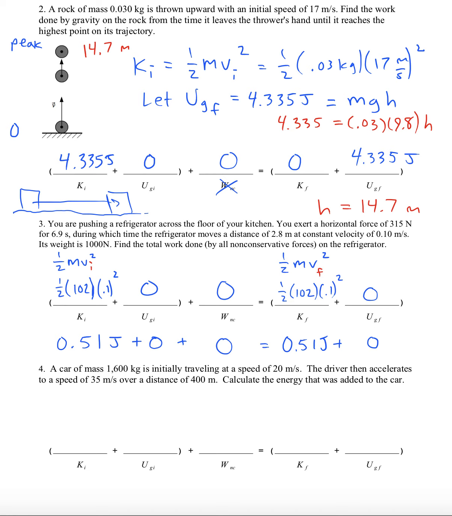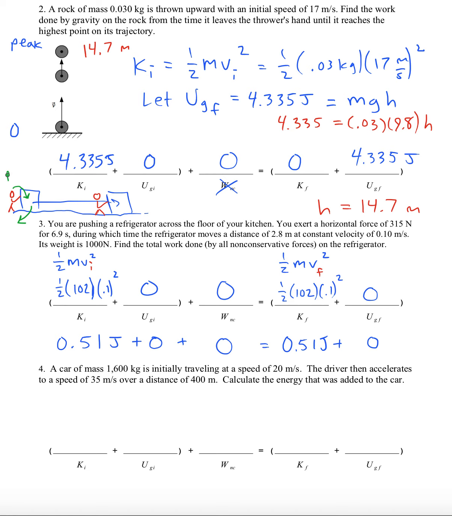Now, how can that be? How could it be that the person actually pushes with a normal force, which we said was non-conservative? They push all the way across the floor. How could the net work on the fridge be 0? It's because the person puts energy into the box by pushing, but at the same time, that energy is leaving the box through friction. And so it results in no net work being done.